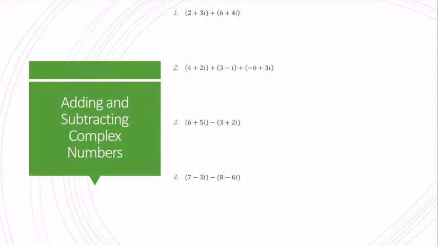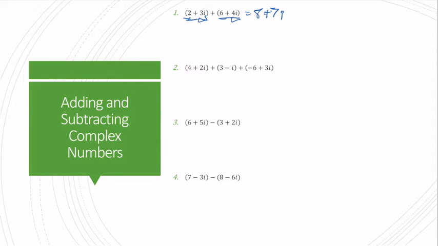So when we're adding and subtracting complex numbers, what we want to do is add the real parts and add the imaginary parts. So if I have 2 plus 3i plus 6 plus 4i, that gives me 2 plus 6, which is 8, and 3i plus 4i, which is 7i.